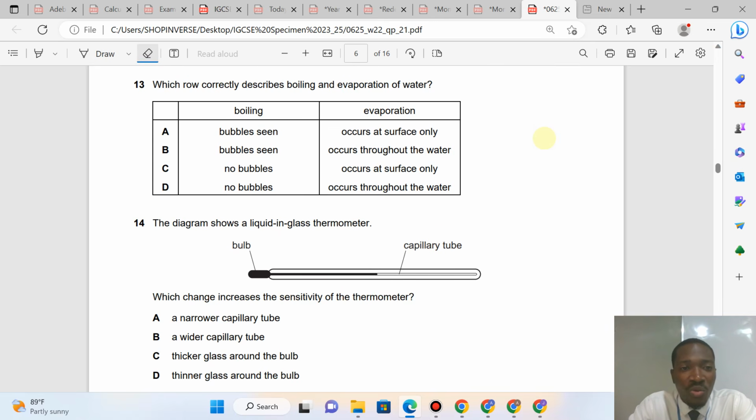Question 13. Which row correctly describes boiling and evaporation of water? In the case of boiling, bubbles are seen, correct. In the case of evaporation, it occurs at the surface only, correct. Option B, bubbles are seen, yes, occurs throughout; evaporation does not occur throughout the liquid. Option C, no bubbles, that's not correct. Bubbles are seen during boiling. Option D, no bubbles, that's not correct. So it's only option A where both suggestions are correct. So we pick A.